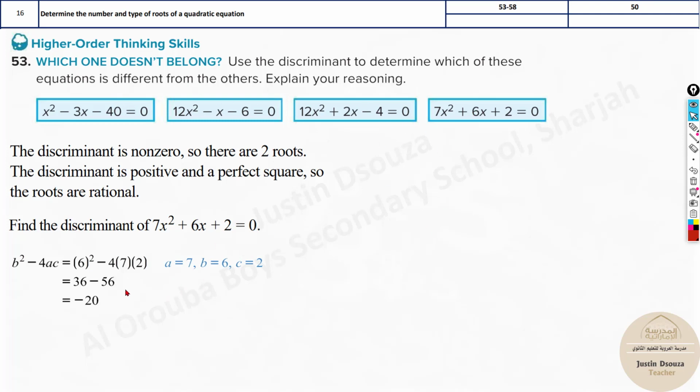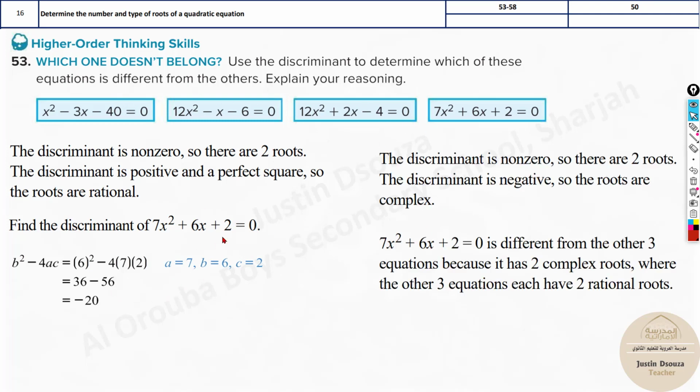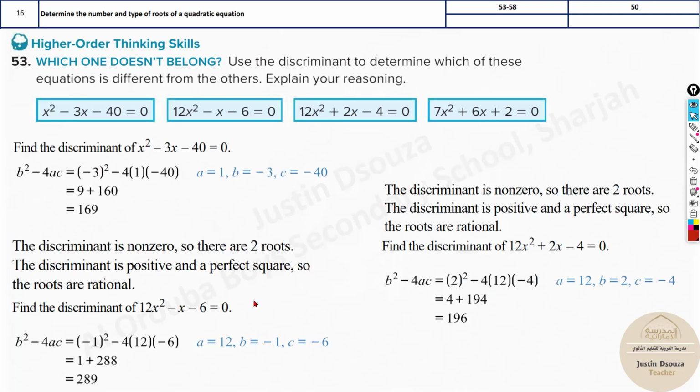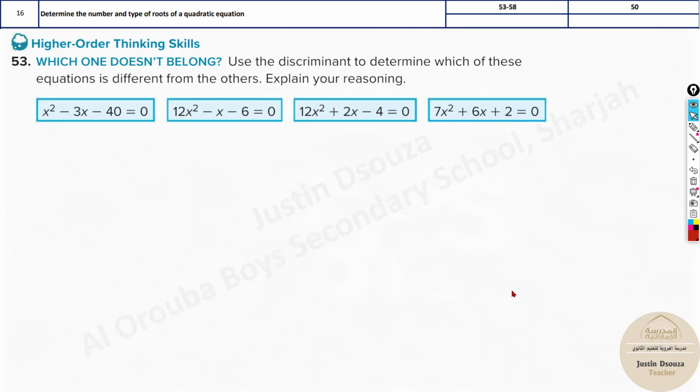Here we got negative, so this is the error. I mean, this is the odd person out. So you will have two complex roots. That's the thing, okay? The other three equations have two rational roots. Why? Because all of them have perfect squares. That's the reason.